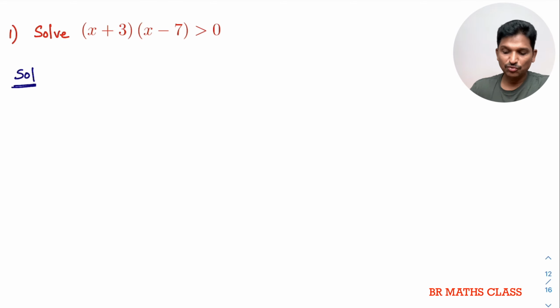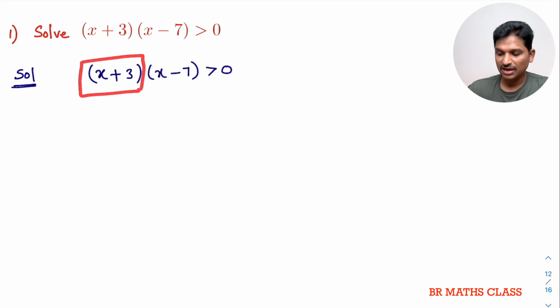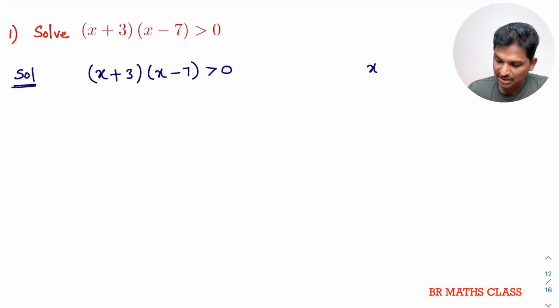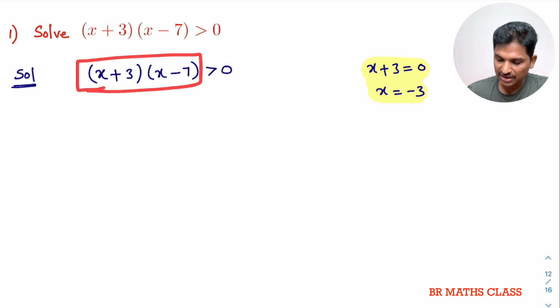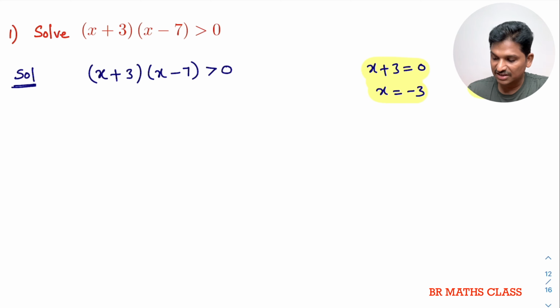Now in step 1, what is the given inequality? X plus 3 into x minus 7 greater than 0. We are trying to solve this inequality. In step 1, we will equate each factor to 0. X plus 3 equal to 0, from that you will get x equal to minus 3. Now the second one is x minus 7 equal to 0. You will get x equal to 7. Right, so I equated these linear factors to 0 and got x values like this: x equal to minus 3, x equal to 7.